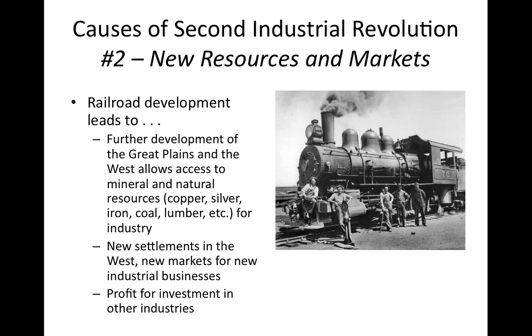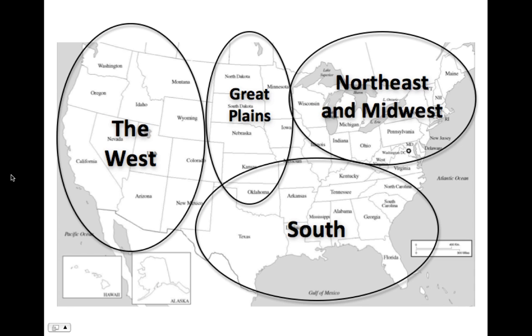Of course, in new settlements in the West, as people are drawn into the West, including from abroad, as you'll see later on, and the population of the United States grows and grows, this creates new markets for new businesses. So the development of the West, and at the same time, a little bit later, the Great Plains, makes it more profitable for industrializing businesses in the Northeast and Midwest to make more goods and services to provide to people living in these new territories.